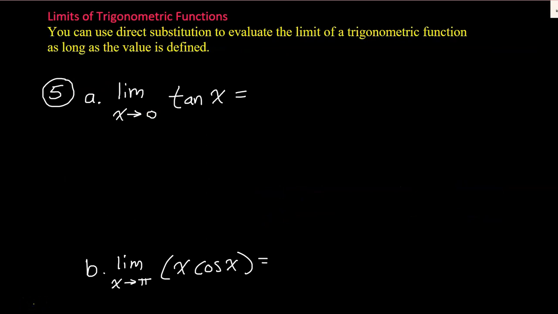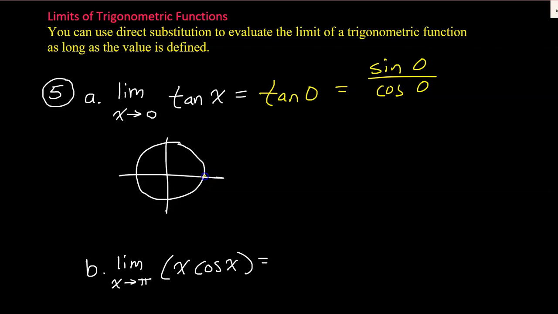If you want to evaluate the limit of a trigonometric function, you can still use direct substitution as long as the value is defined. So if I want to find the limit of tangent of x as x approaches 0, I can just substitute 0 for x, and that's going to give me the tangent of 0. Now remember that tangent is sine over cosine, so this is sine of 0 over cosine 0.